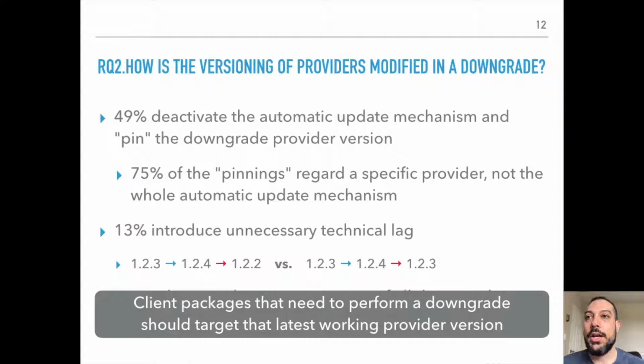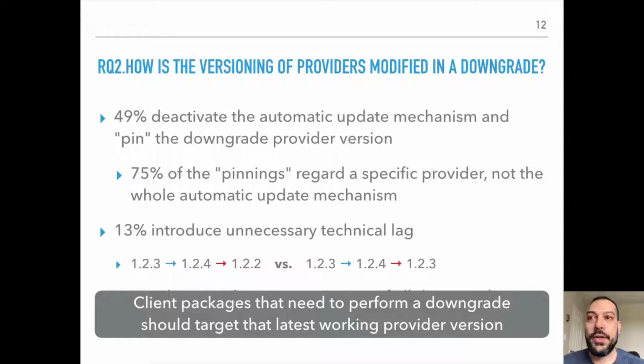In our second RQ, we investigate how the client packages change the way they adopt the provider package during a downgrade. We observed that almost half of the client packages deactivate the automatic update mechanism. 3/4 of the deactivations regard one single provider package, showing that developers usually lose trust in a specific provider package and not in the automatic mechanism as a whole.